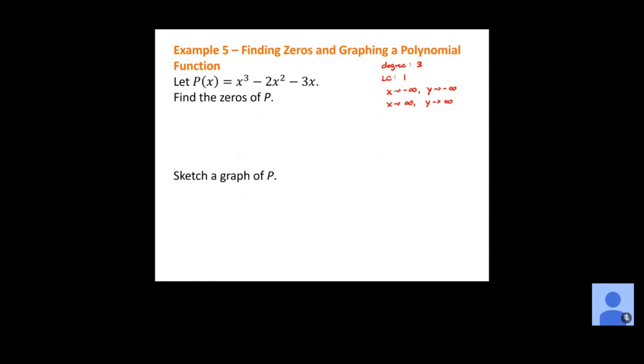Good. We have a common factor of x, so let's go ahead and pull that out. So if we bring out the x, we're left with x squared minus 2x minus 3. And now we look at the trinomial in parentheses. Can we factor that any further? Okay, and so what would those factors be?